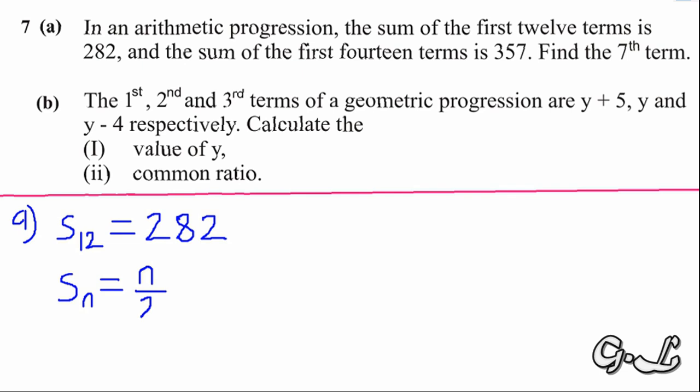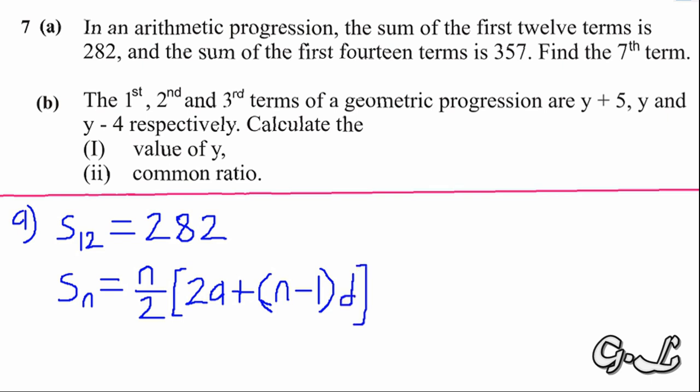The way we calculate the sum in an arithmetic progression, we say the sum is equal to n over 2, open brackets, 2a plus, open brackets, n minus 1, close brackets, d, which represents the common difference. So a in that formula represents the first term, and d represents the common difference.